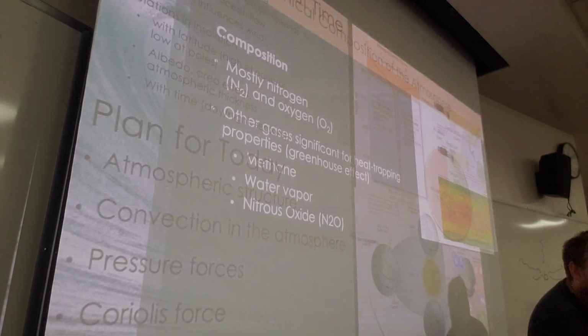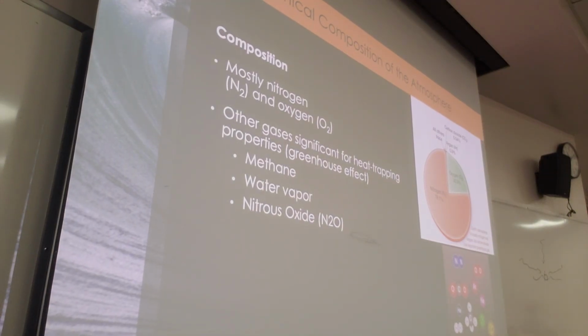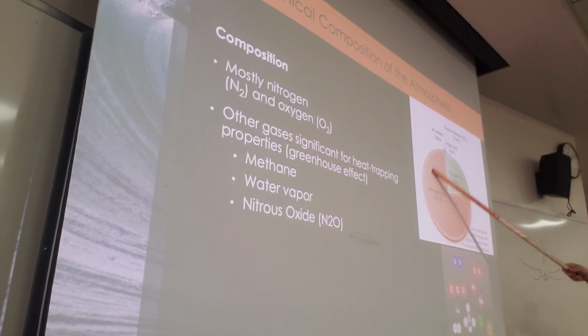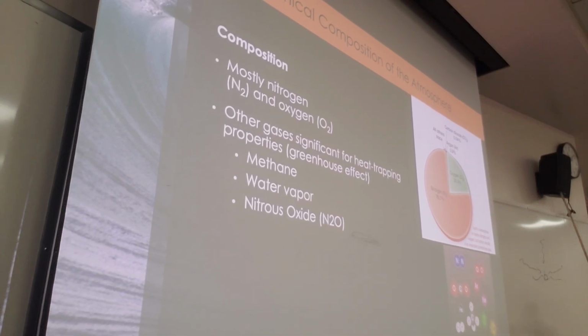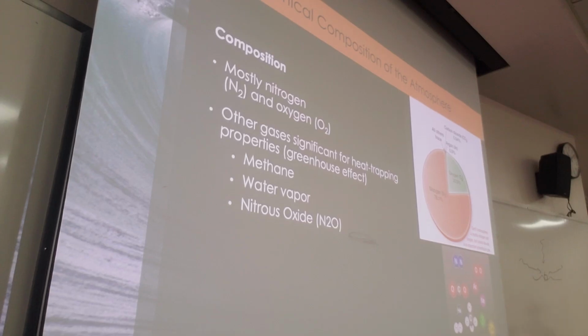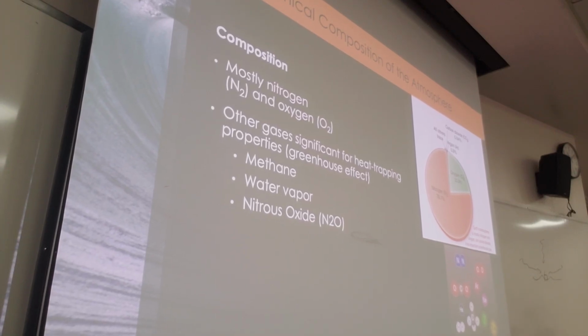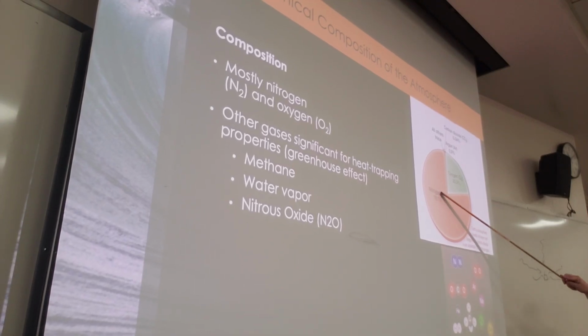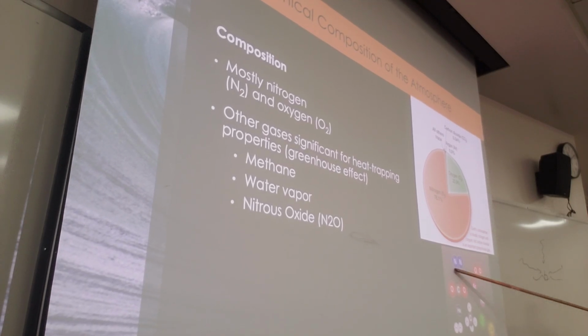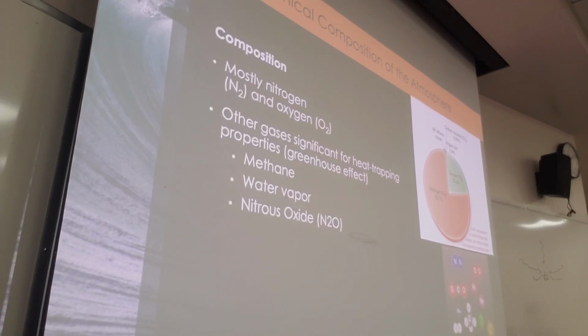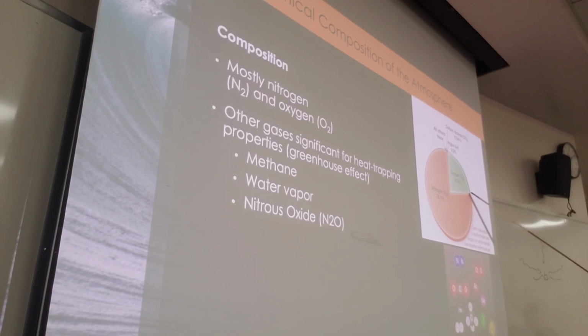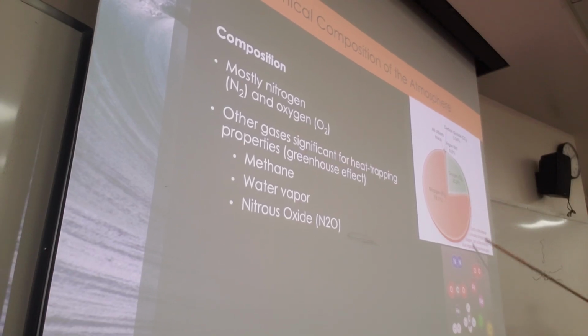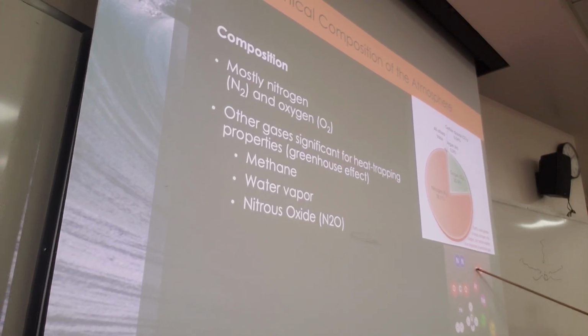Okay, just to set the stage, it's worth spending a minute to talk about the composition of the atmosphere. I think we've all seen this before, but this is a pie chart showing the composition of the air that we live in, the lower layer of the atmosphere. It's mostly nitrogen. About 80% is N2, two nitrogen atoms bound together in a molecule. About 20% is oxygen, a diatomic molecule with two oxygen atoms.